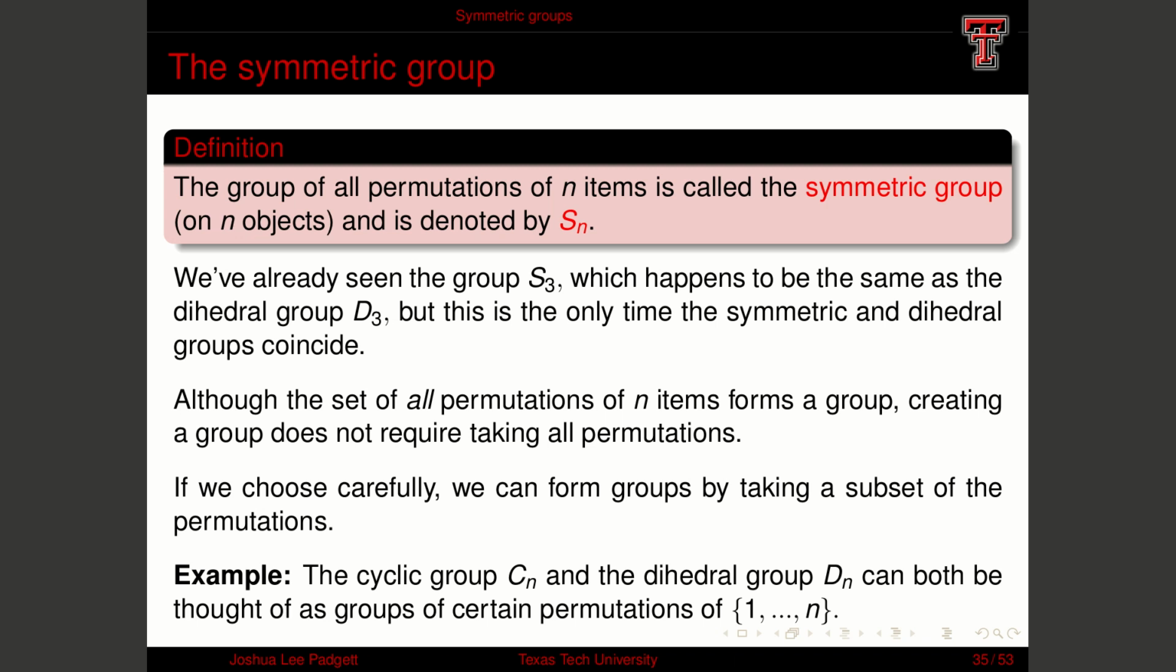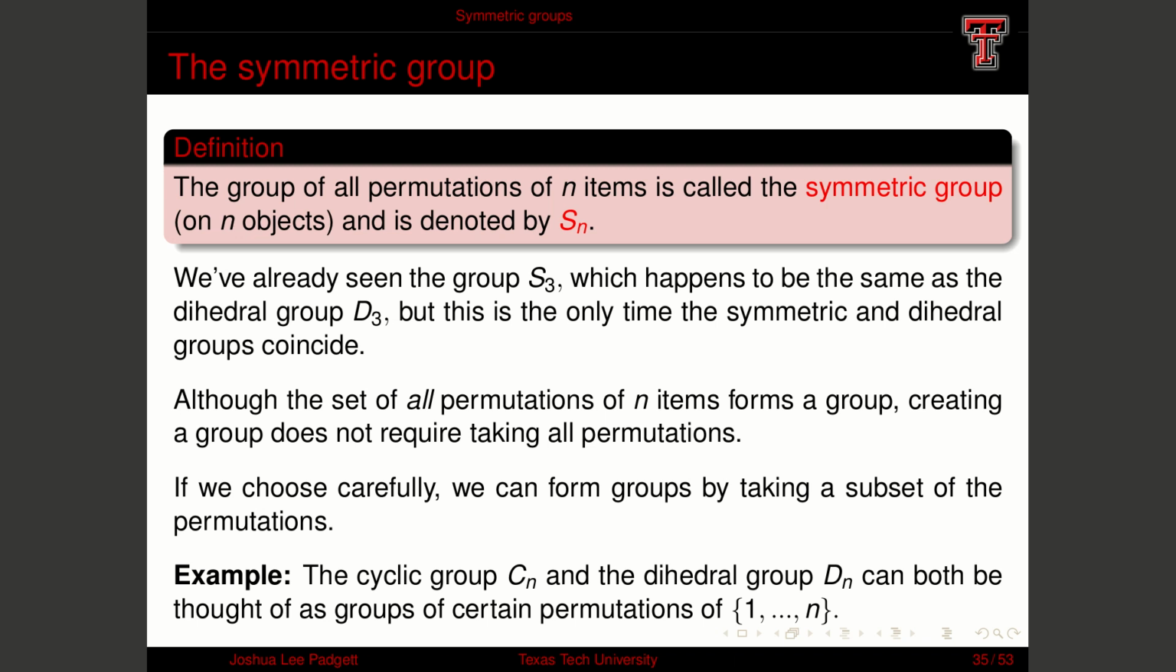All right. Now we've already seen the symmetric group S3, which just so happens to be the dihedral group D3, but this is the only time in which these two coincide. It's almost pure coincidence that the equilateral triangle exactly represents all the possible ways you can permute the numbers 1, 2, and 3.